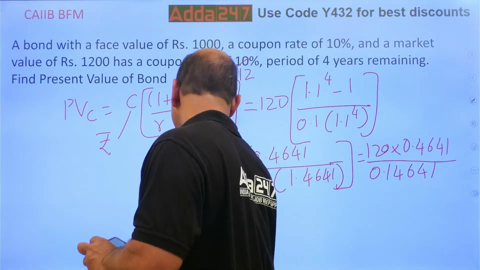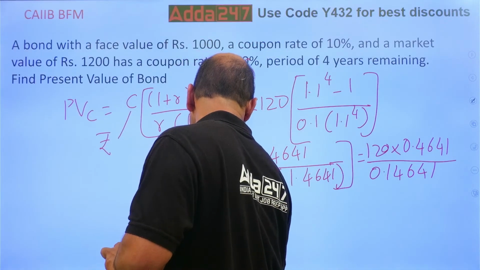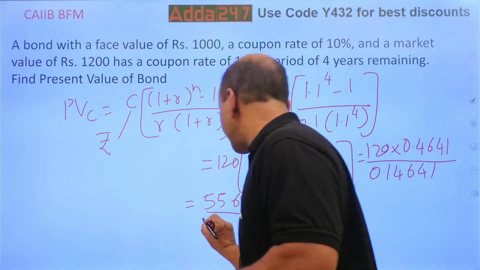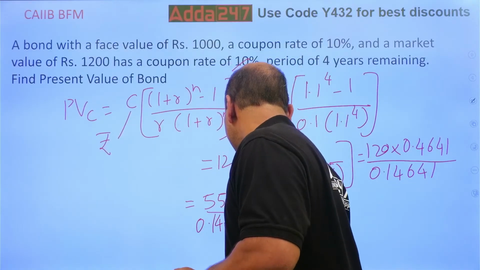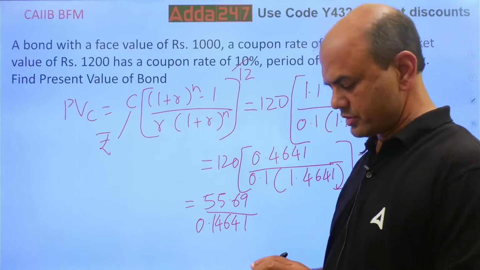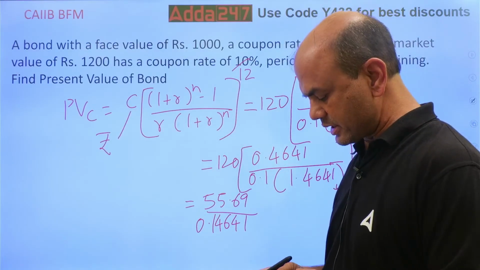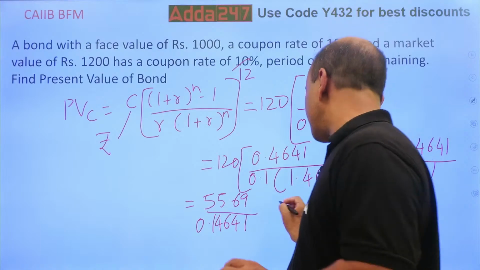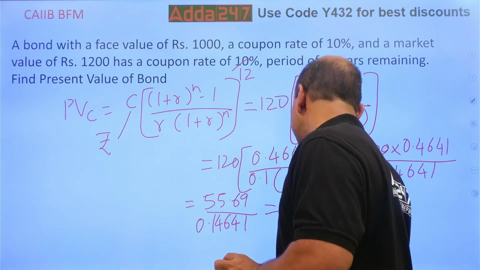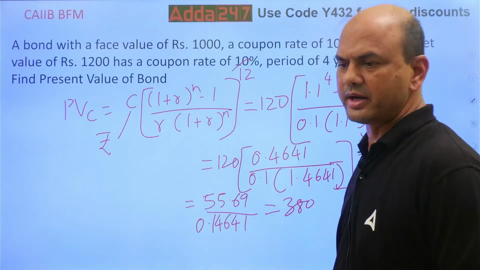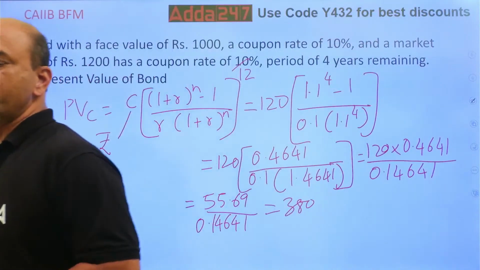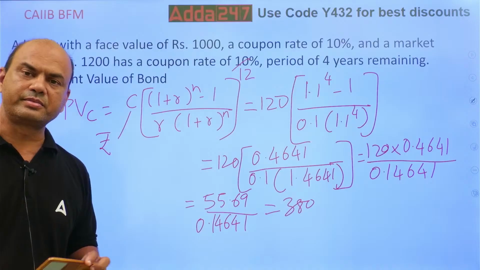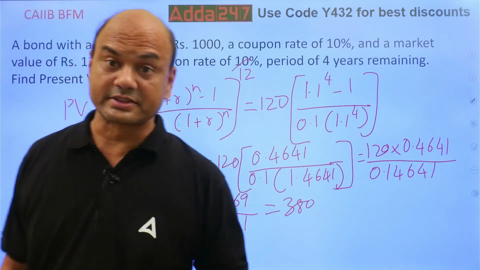So this answer is 55.69 divided by 0.14641. Divide this now. What are you getting? 380 point something. Forget the points. Important is only main figure, 380. Check this, everyone. Are you getting this answer 380? Everyone must get this answer 380. Plus or minus something.